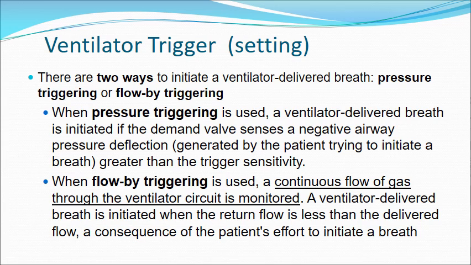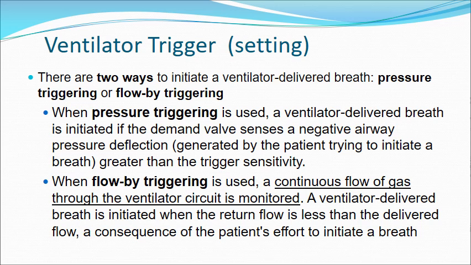Okay, I hope you enjoyed the exercise and your break. Now we'll move on to ventilator trigger. There are 2 ways for a patient to initiate a ventilator-delivered breath: pressure triggering or flow-by triggering. They may not both be available in all ventilators. When pressure triggering is used, a ventilator-delivered breath is initiated if the demand valve senses a negative airway pressure deflection generated by the patient trying to initiate a breath greater than the trigger sensitivity.